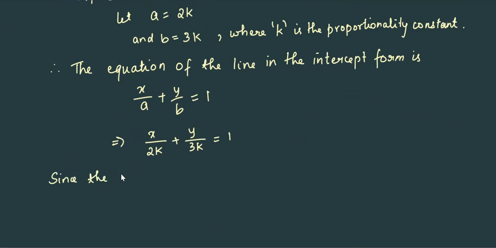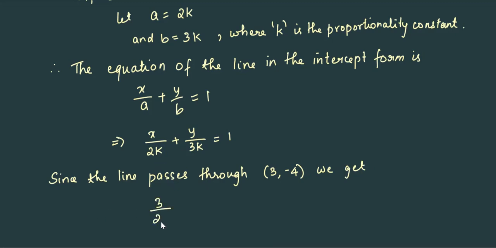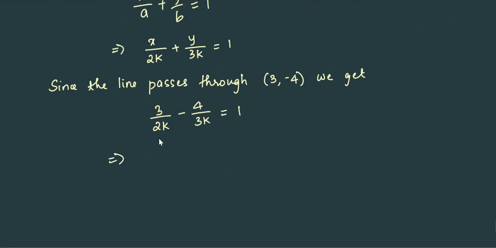Since the line passes through 3 comma minus 4, we get that 3 comma minus 4 should satisfy this equation. So substitute 3 in place of x and minus 4 in place of y. So we get this. Take k to the other side, or multiply by k. So we'll get 3 by 2 minus 4 by 3 equal to k, which implies k will be equal to 9 minus 8 upon 6. So k is 1 by 6.